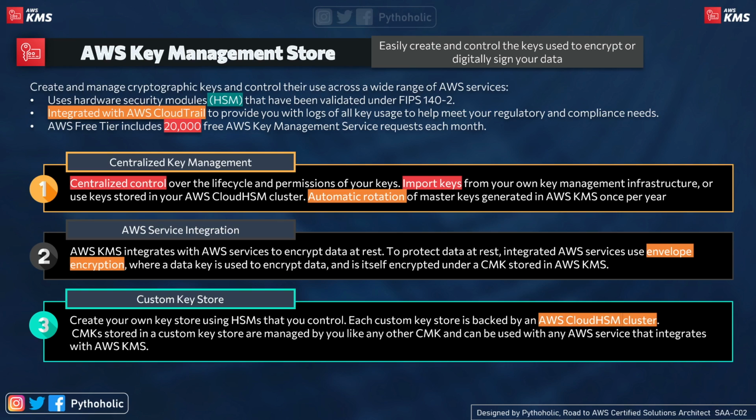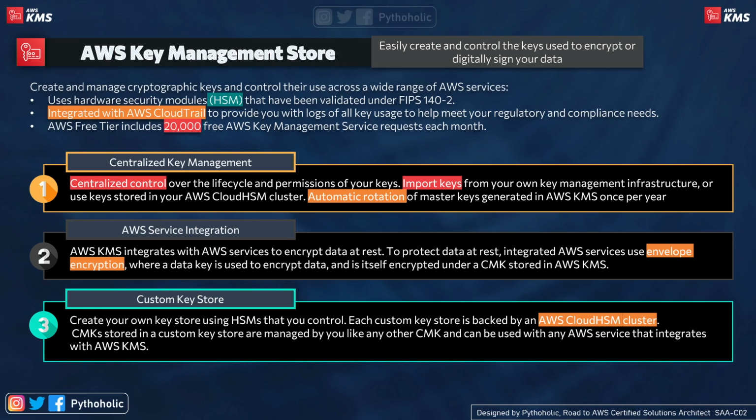The second one is also very important for you as an architect and developer, that is AWS service integration. As I've already explained about encryption and why at-rest and in-flight encryption is very important, here AWS KMS integrates with a lot of AWS services to encrypt data at rest. To protect your data at rest, integrated AWS services use envelope encryption, which we will discuss in a short while, where a data key is used to encrypt the data and is itself encrypted under a CMK, that is a customer master key stored in AWS KMS.